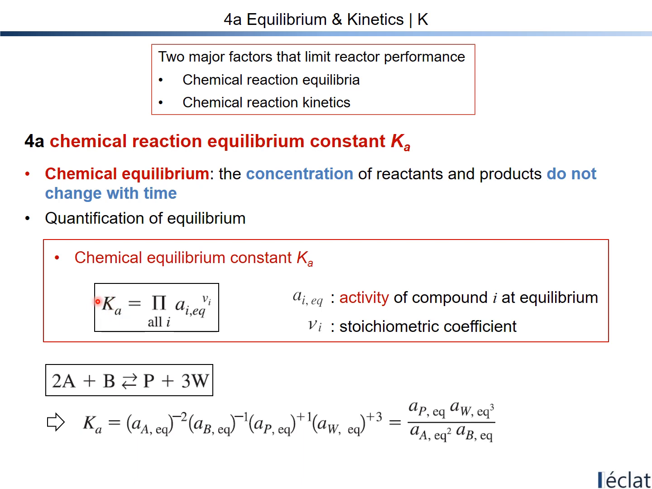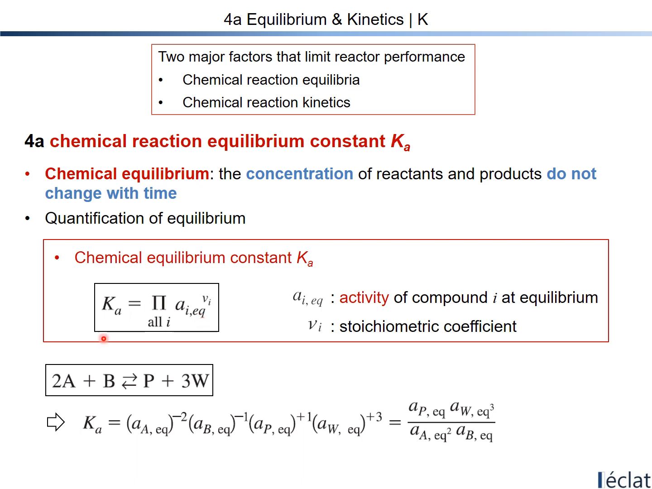Ka, again, the chemical equilibrium constant K of activities is equal to the product for all species I of the activity of I species at equilibrium to the stoichiometric coefficient. I'd like to emphasize the equilibrium. In this case, to calculate the chemical equilibrium constant Ka, you should use the activity at equilibrium. I'd like to emphasize again equilibrium.